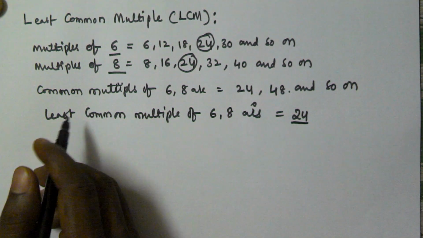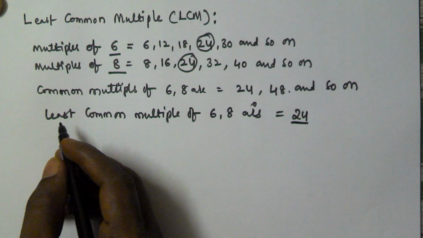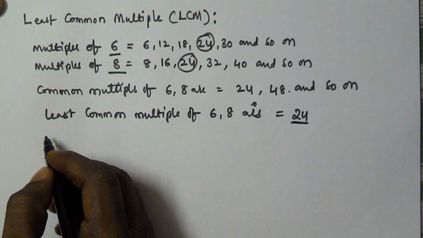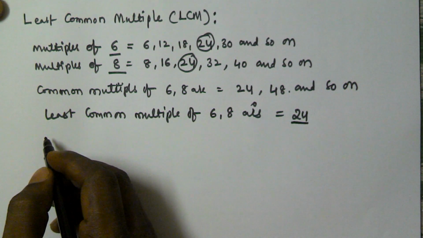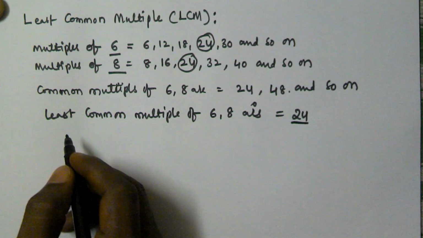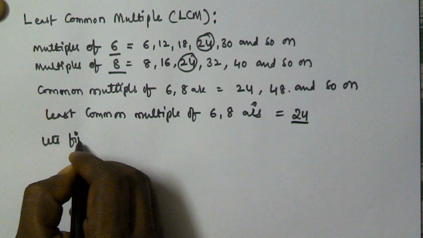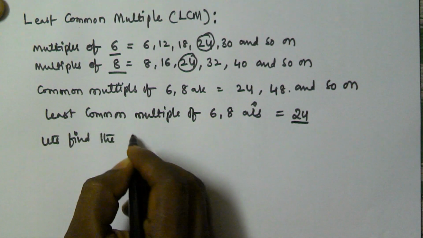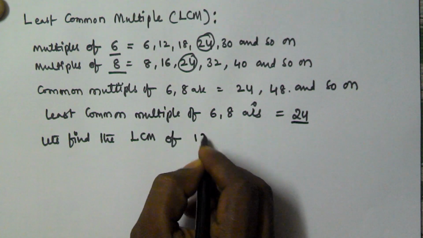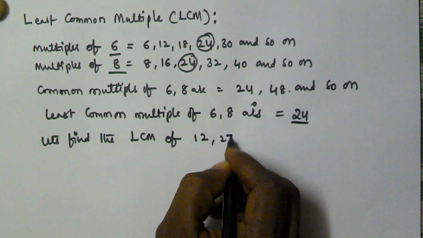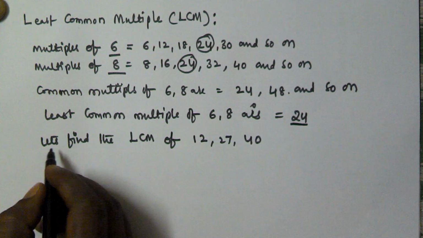So there are two methods to find the LCM of given numbers. The first one is the factorization method and the second one is the division method. Now we'll see the factorization method. Let's find the LCM of 12, 27, 40. Now find the factors of 12.